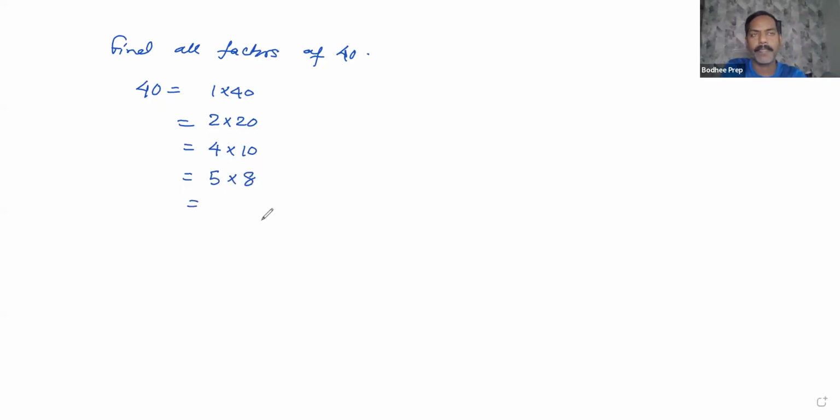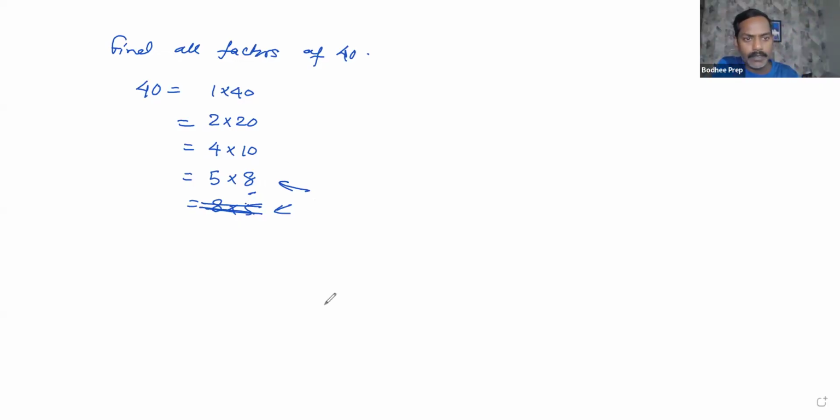Can 6 divide it? No. Can 7 divide it? No. Can 8 divide it? Yes. But 8 we have already used, right? So the next number would be what? If I write 8, it will appear as 8 into 5, but that factor we have already taken. The order doesn't matter. So if you reach this particular stage, then you can say that you have considered all the possible factors. So you have to start from 1 and go till that number wherein the repetition of the factors starts appearing. Then you will be very sure that you have considered all the possible factors.